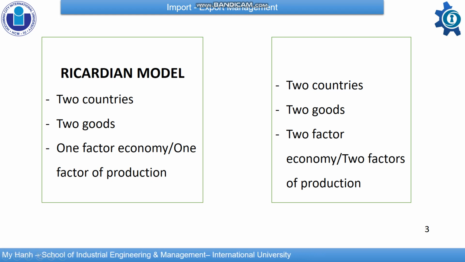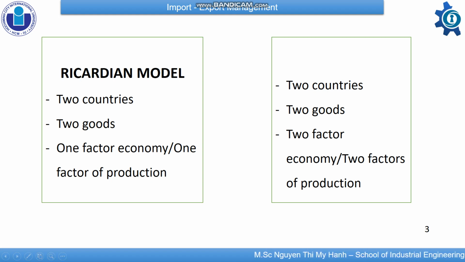And today is an extension of the last lesson, so it's quite easy and quite similar. Maybe we just take a quick look. This week we also consider two countries and two products, but we consider a two-factor economy. So we assume that the two factors of production are labor and also capital. So why capital? Let me give you this example.